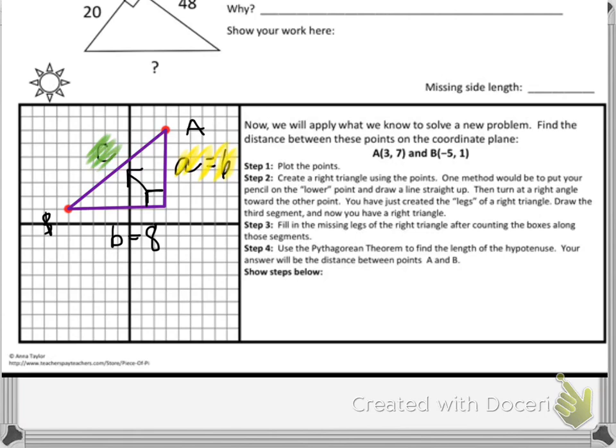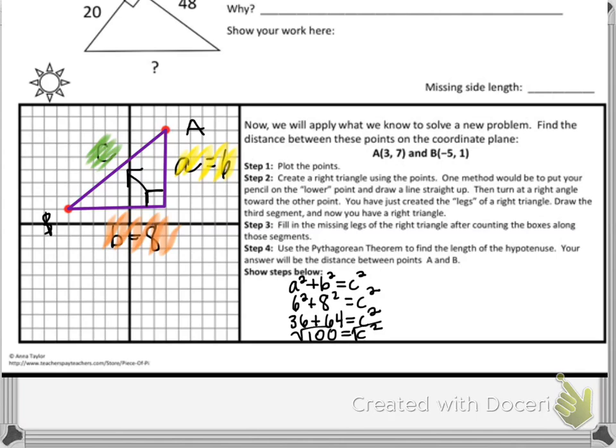And B, I used orange. All right, so let's fill this in for our equation. We know we're going to start with A squared plus B squared equals C squared. We have A is 6, B is 8. We don't know C. 6 squared is 36 plus 8 squared is 64. 36 plus 64 is 100.